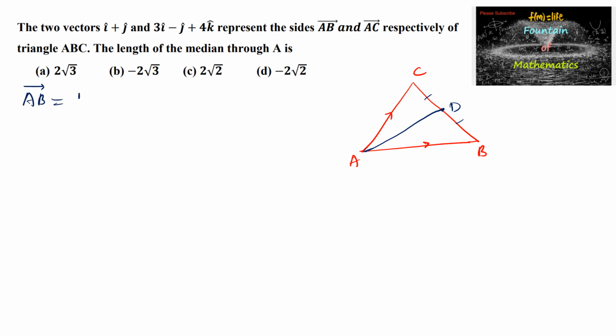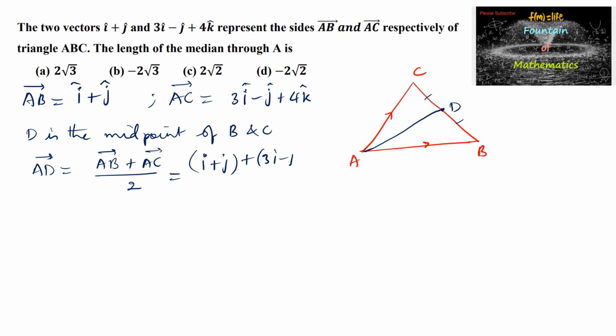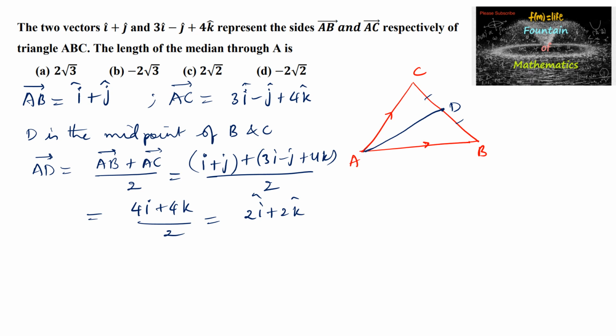So here given vector AB is equal to i plus j and vector AC is equal to 3i minus j plus 4k, and since D is the midpoint of B and C points, we can write AD vector as AB plus AC by 2, which is equal to i plus j plus 3i minus j plus 4k divided by 2, so that is 4i plus 4k divided by 2, that is 2i plus 2k. It's vector AD, that's a median.